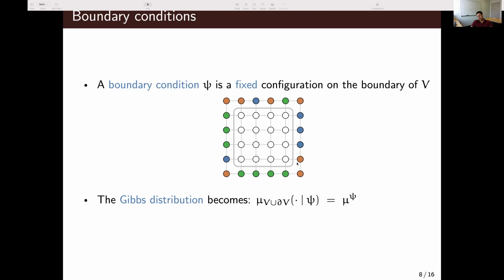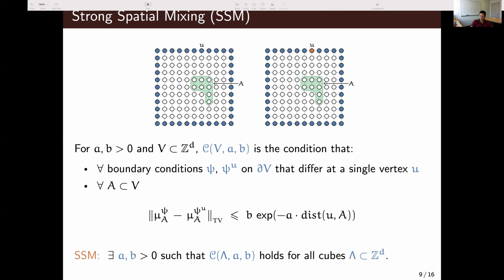So one way of thinking of this is looking at the Potts measure on V union its boundary, in the cube union its boundary. And then we fix the spin configuration on the boundary. Okay? So we consider this conditional notion. And another important notion that is quite related to the idea of the phase transition is the strong spatial mixing condition. Right? So this is a correlation decay property, and it's defined as follows.